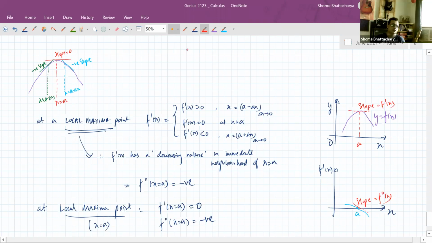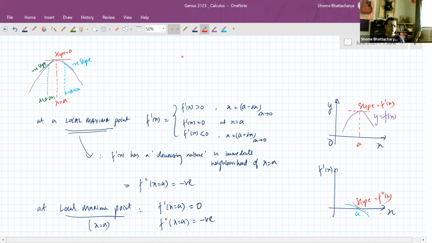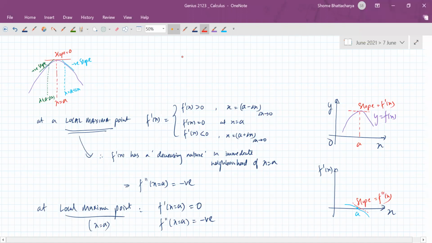Yeah, Abhinav, you had a doubt? Sir, at a local minima point, the double derivative will be positive, no? It will become positive. It will show the opposite behavior, right? Because it will go from negative to 0 to positive. Yes, sir.